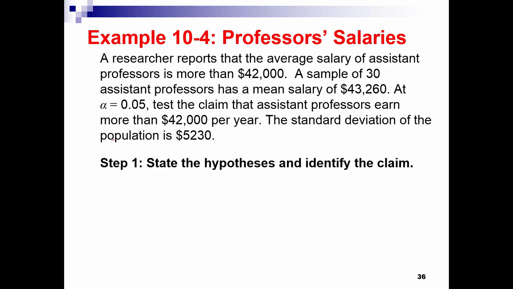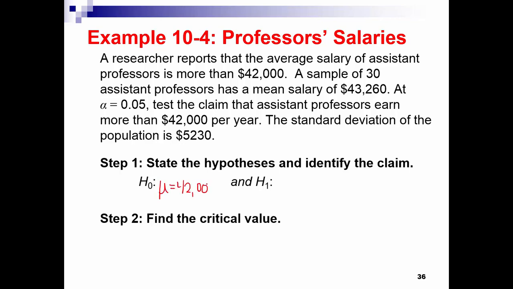Now, for this one, the null is actually a little bit confusing. What we know is this 42,000 average. So our null here is going to be that mu equals 42,000. And the researcher's claim is that professors earn more than. That's stated twice, this idea of mu being more than 42,000. So you should be able to tell this is going to be a right-tailed test. You know that from the alternative hypothesis. So the rejection region is going to be in the right tail.